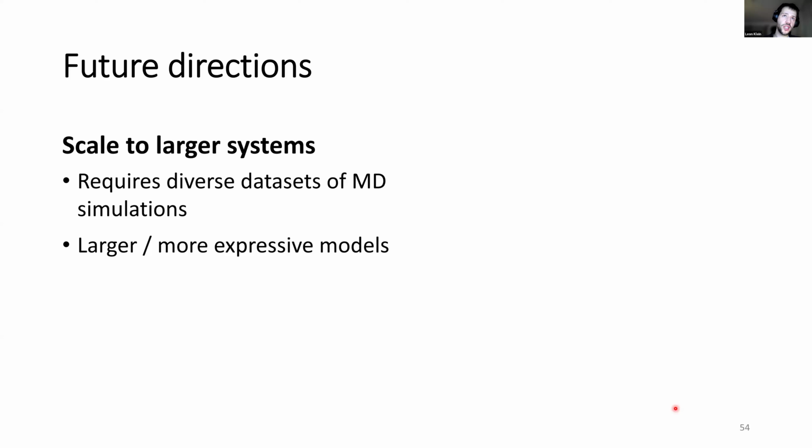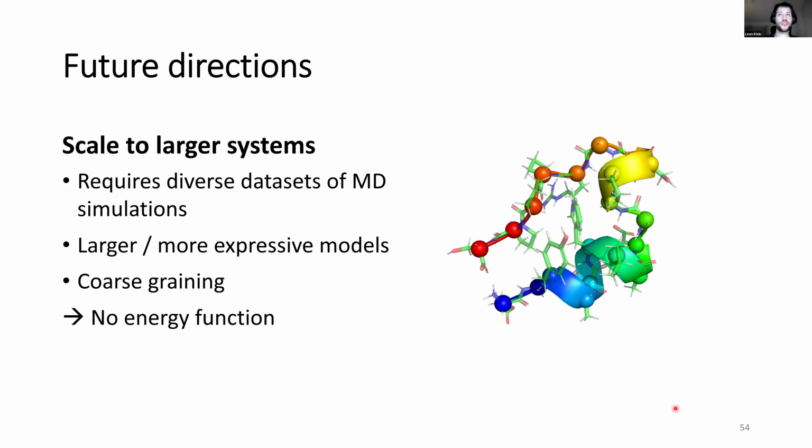However, we could also go a slightly different route and use coarse graining instead to go for larger systems, which of course also requires MD simulations. But this reduces the dimensionality of the problem. So for example, here on the right, we only use a single bead for each amino acid in this protein. And this could allow us to scale to larger systems more easily. However, this comes at the cost of not having access to an energy function.